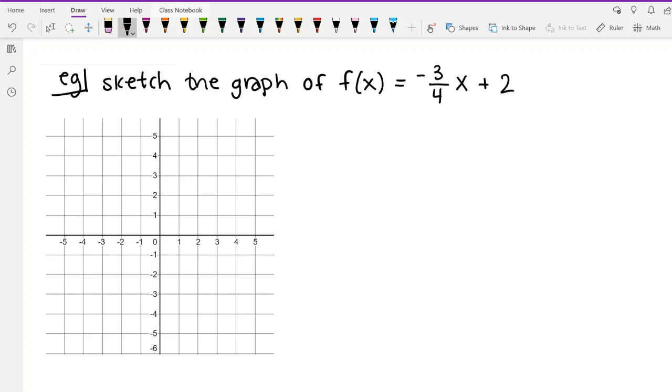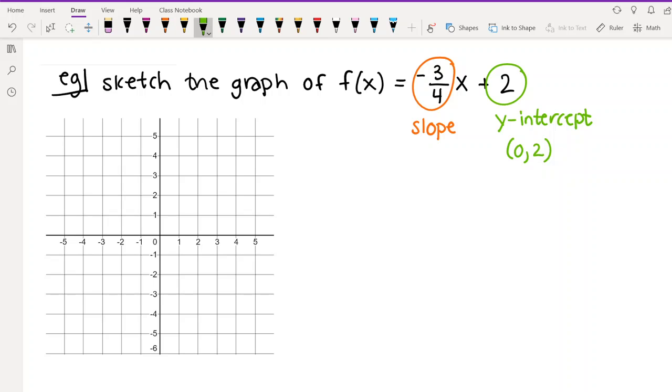Okay, so first of all, let's identify what these different things are telling us. This -3/4 is going to tell us the slope. And this 2 here, that's the y-intercept. Specifically, the y-intercept being 2 means that the graph is going to pass through the point (0, 2), right? Because the y-intercept is where the graph crosses the y-axis, and the x-coordinate of any point on the y-axis is 0. So let's go ahead and put that point on to start with.